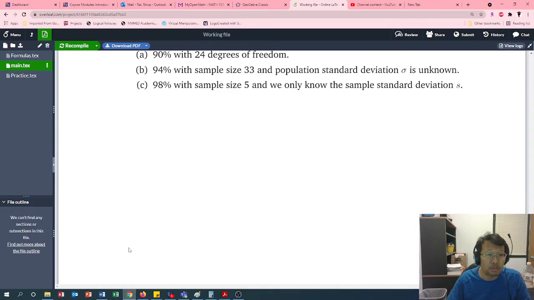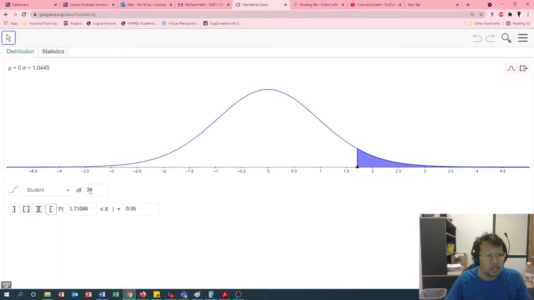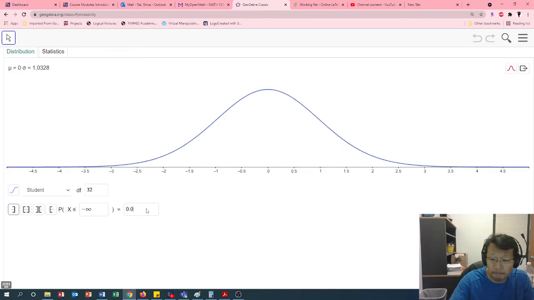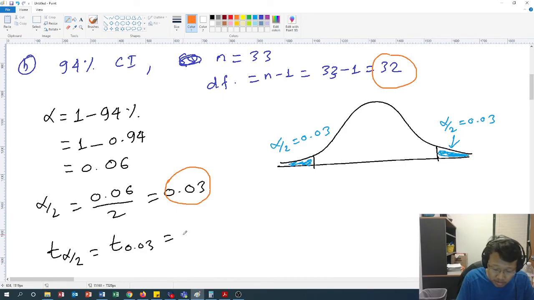So let's head over to the same website, and the degrees of freedom now is 32. This time let's go for the left tail. It's actually the same thing. We would like to go for 0.03, that's 3%. So that's it. We ignore the negative sign, we just go for the positive value, 1.94987. Okay, so that's the T value.